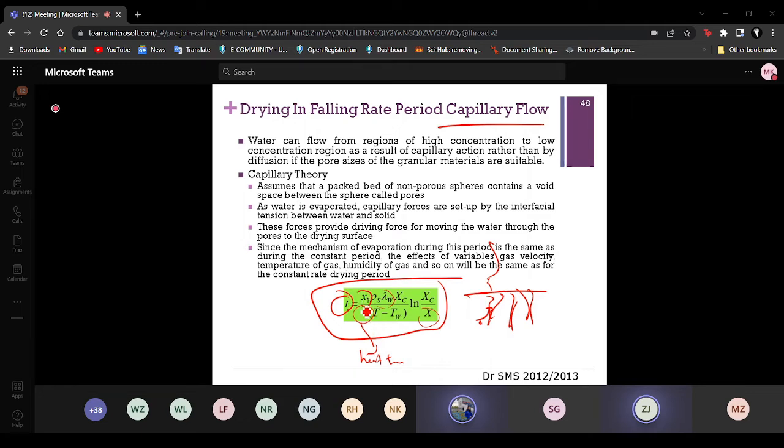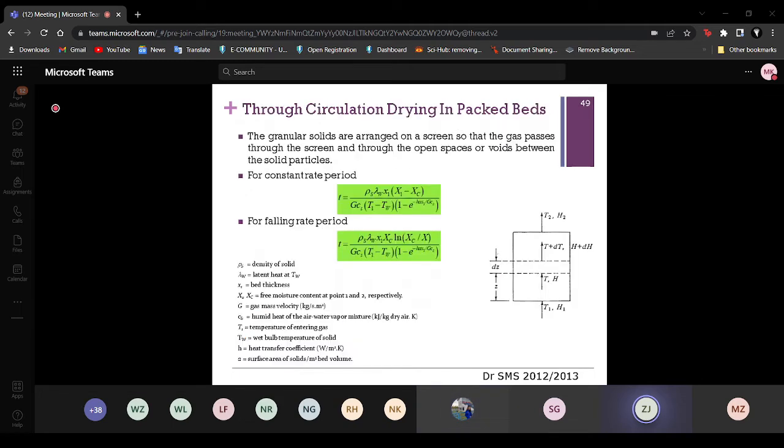Okay, for this thickness X, the same principle applies. If it's both sides, the X, the thickness, you need to divide by 2. If it's only one side, you can use the total thickness X that is being used. All right.